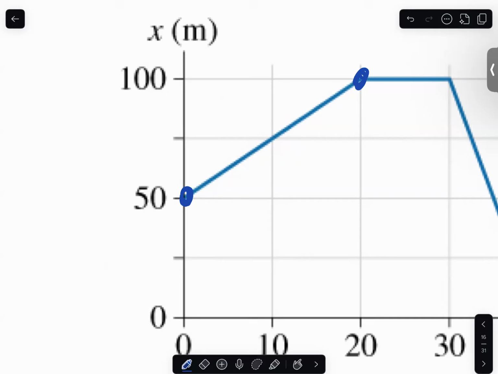What's my run? 20 seconds. Y'all agree that this has a horizontal run along the horizontal axis of 20 seconds? Okay. So slope formula, rise divided by run, 50 meters divided by 20 seconds. Slope, which is velocity, average velocity in this time interval, is 50 divided by 20, which last time I checked is 2.5 meters per second.